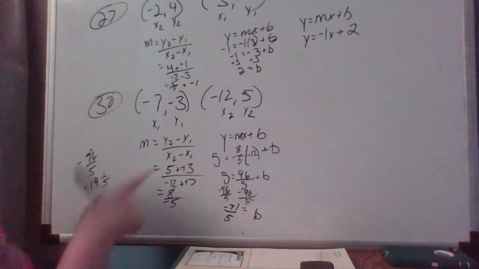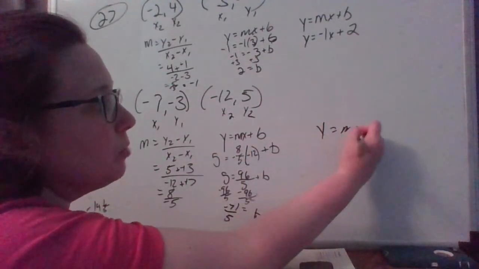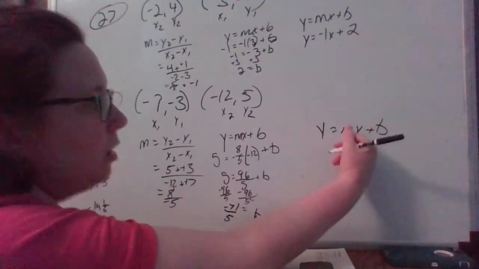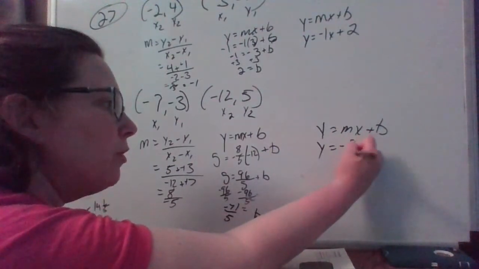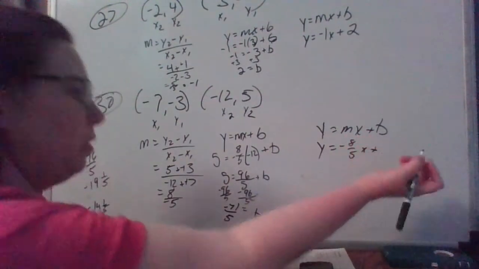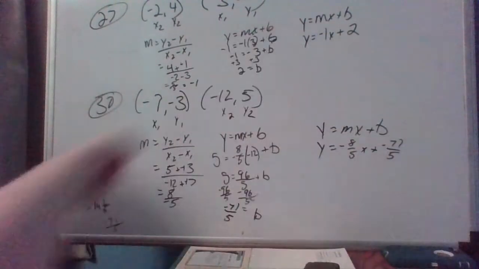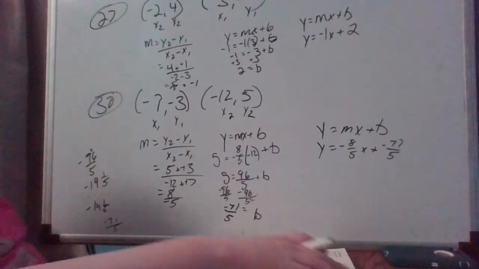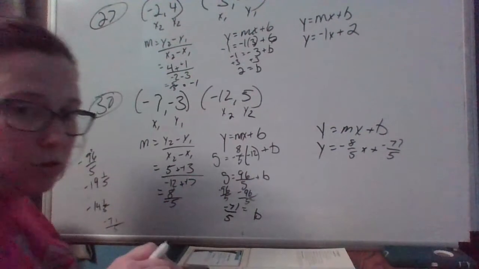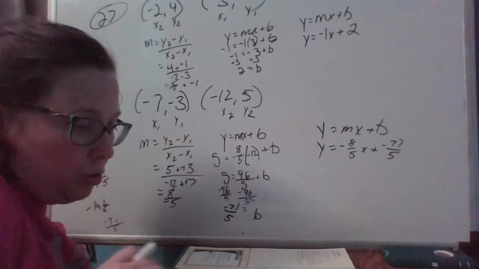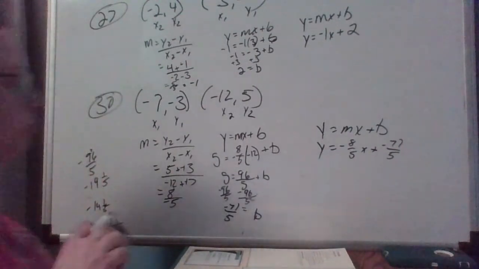Now that I have my slope and my y-intercept, I can go ahead and plug those into my slope-intercept form and say y equals negative 8/5 x plus a negative 71/5. And there you have it. That is homework for part 1. Moving on to the 2 problems I gave you in part 2. I gave you number 5 and number 6.